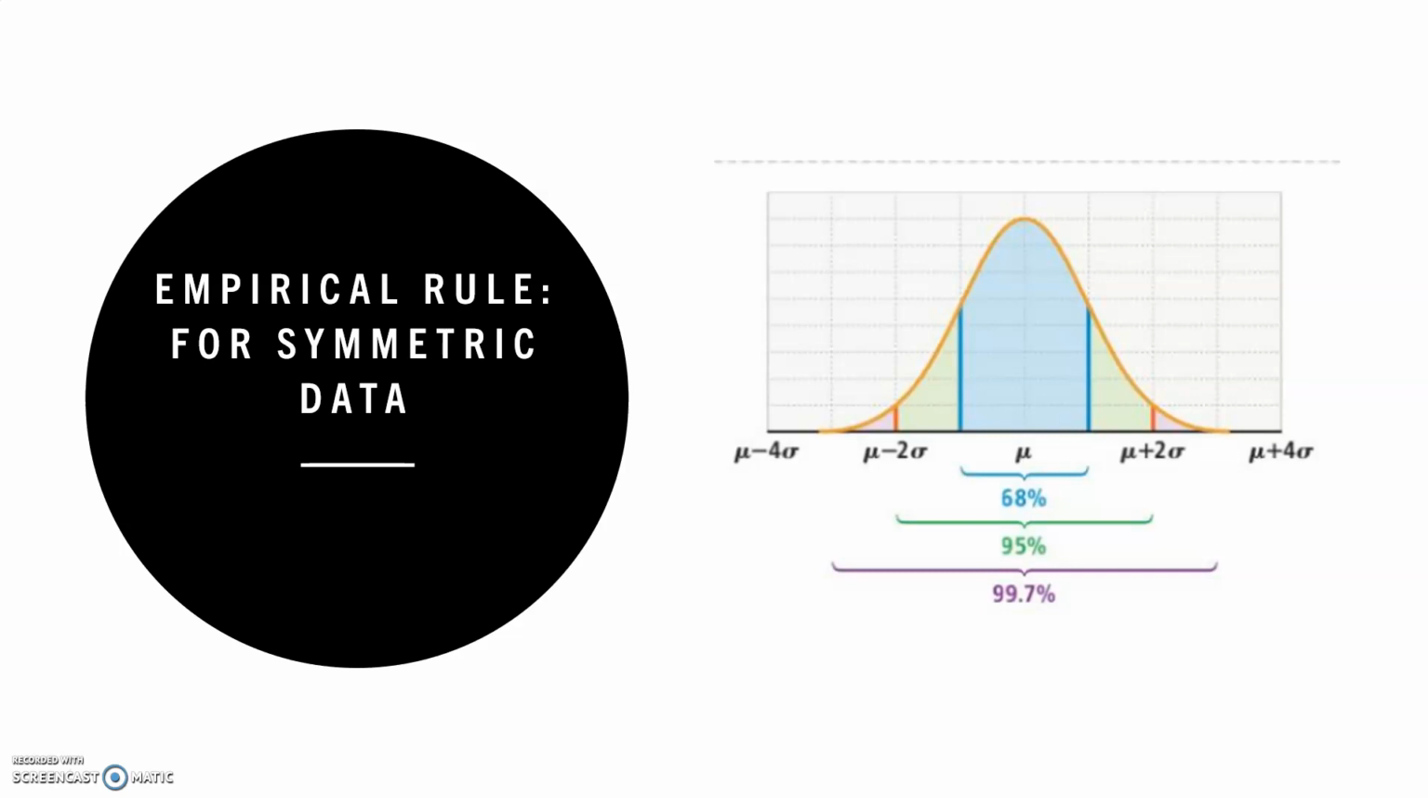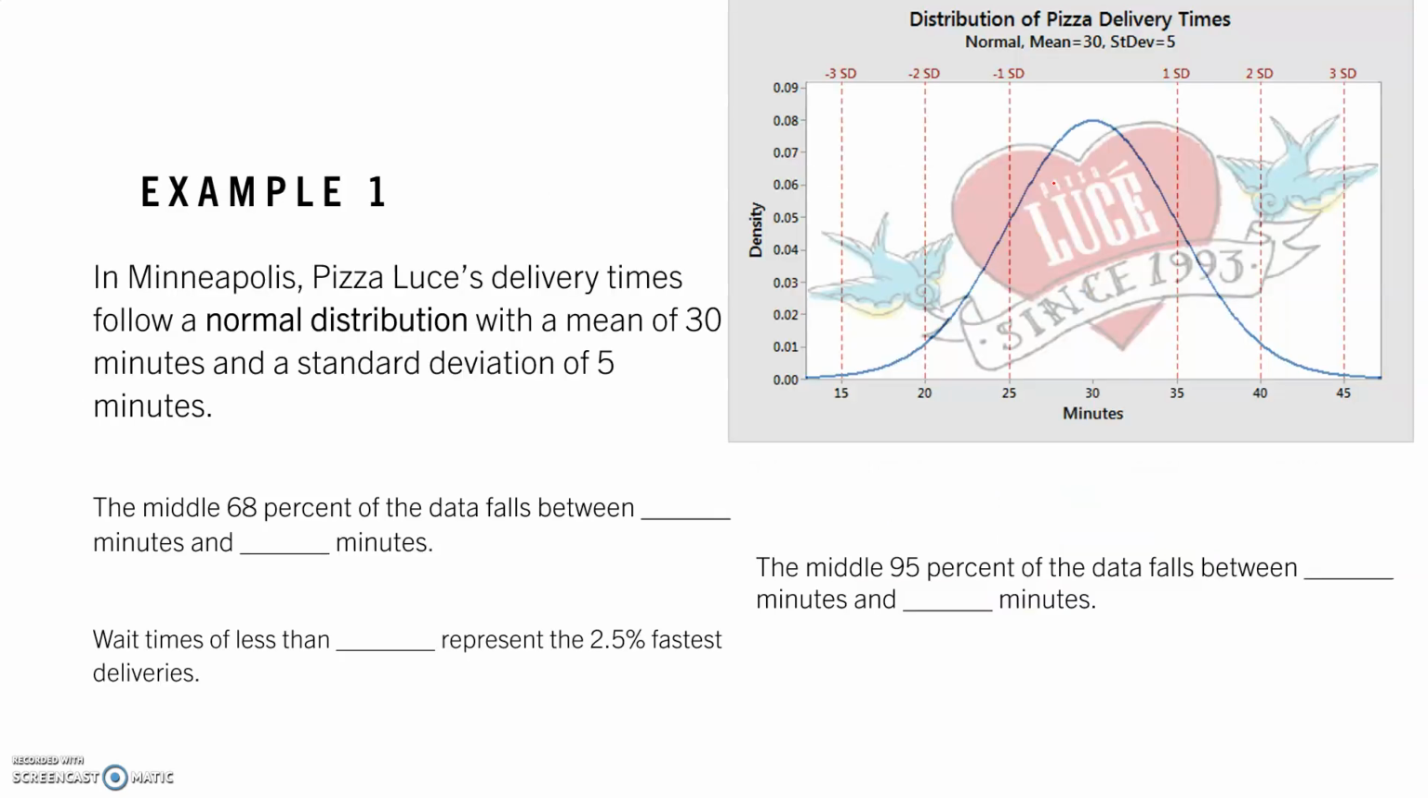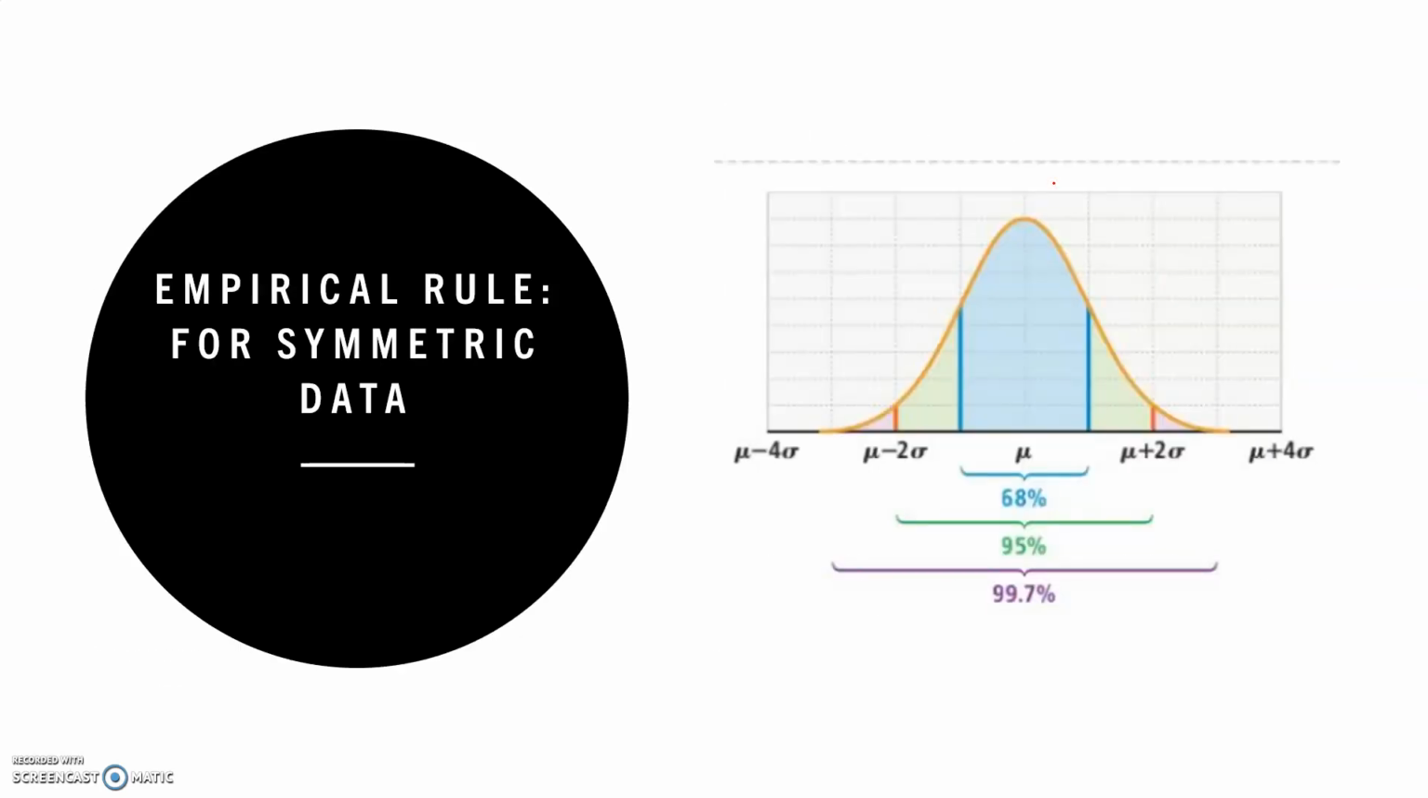When you have symmetric data, the empirical rule says that 68% of your data will be within one standard deviation of the mean. So you figure out the mean, you figure out the standard deviation, which we did on the calculator, and that data is going to be within the mean plus the standard deviation and the mean minus the standard deviation. 68% of your data.